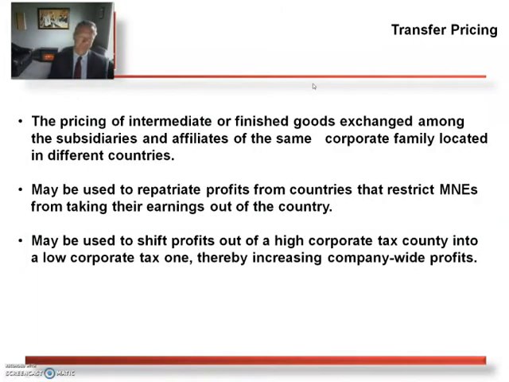Transfer pricing is the pricing of intermediate and finished goods exchanged among subsidiaries. In other words, if you're manufacturing in Spain, you use transfer pricing, not market pricing, to sell it to subsidiaries, say in Germany or in Italy. Lots of companies do that.